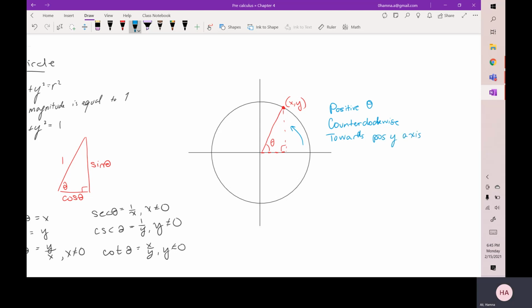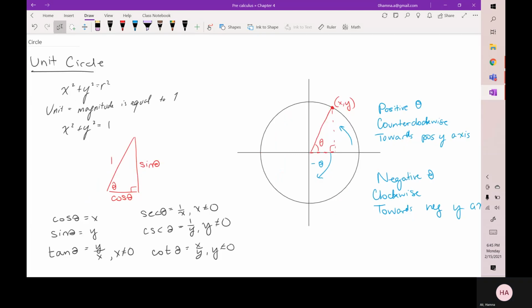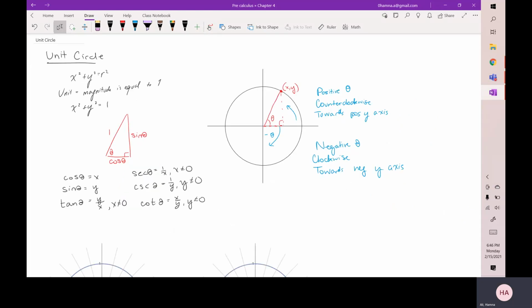For a negative theta, so let's say we had negative theta going down here, we go clockwise, or starting at the origin, we go towards the negative y-axis. So those directions are also going to matter. When we first start talking about the unit circle, we're going to look at just the positive angles, but over time, we'll be working with angles, rotations, and things like that.